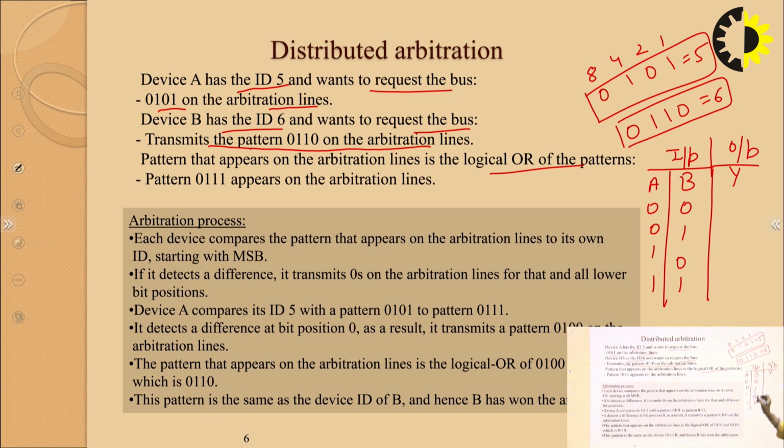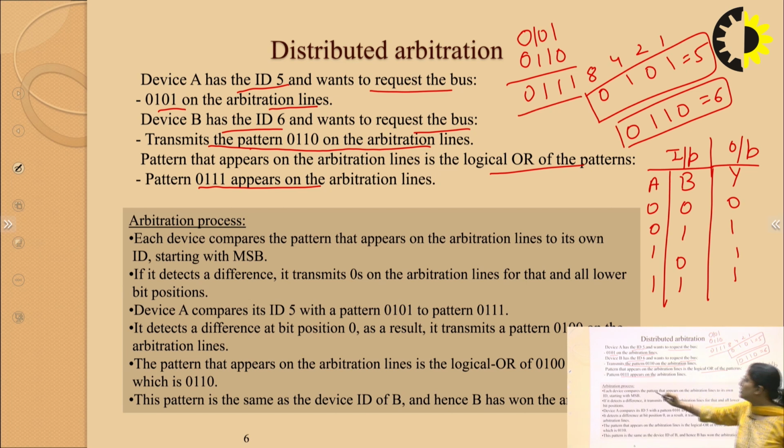In the OR operation, 0 and 0 is always 0, 1 and 1 is 1, 1 and 0 is always 1, and 0 and 1 is always 1. Basically it looks like addition, but 1 plus 1 is not 10, it is always equal to 1 in logical OR. Let me correct myself, it is not addition, it is logical OR of 5 and 6. So 1 or 0 is 1, 0 or 1 is 1, 1 or 1 is 1 and 0 or 0 is 0. So pattern 0111 appears on the arbitration line.